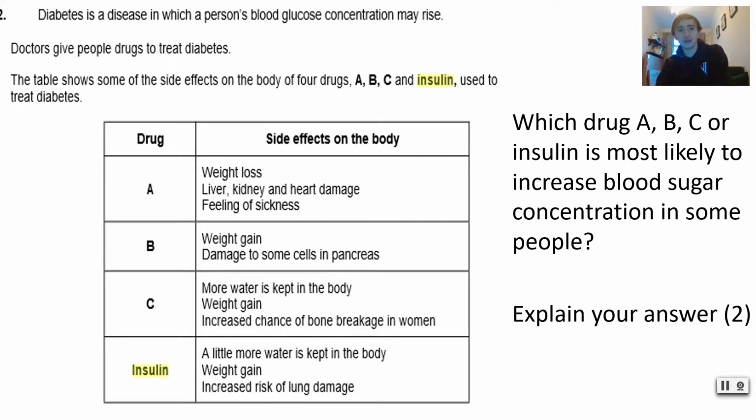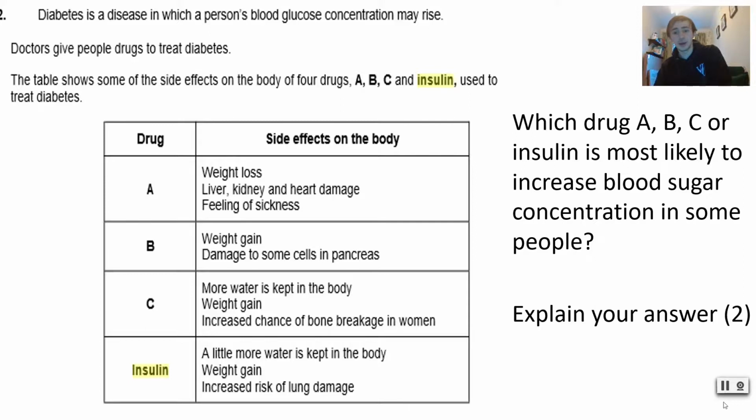The final question we're going to do today, and I don't need you to upload this one, is this question here. And then we're going to finish it off. Now, this is a 5 marker. First 2 marks are here. Which drug A, B, C or insulin is most likely to increase blood sugar concentration in some people?